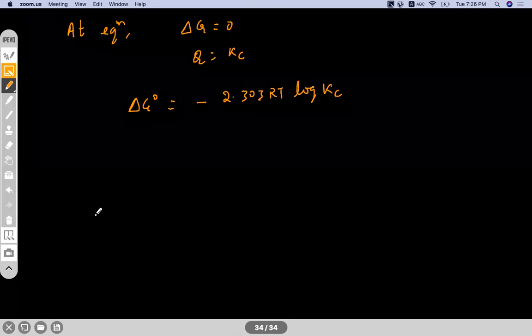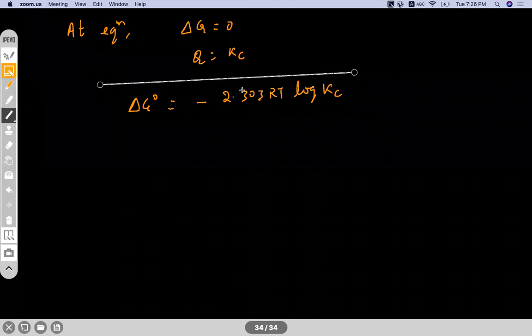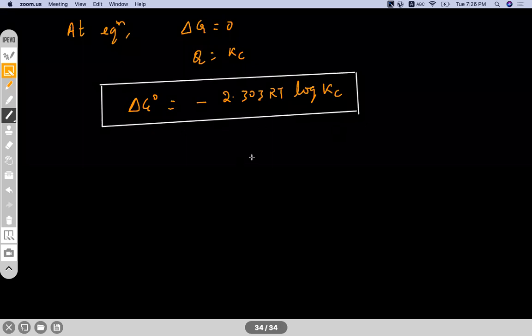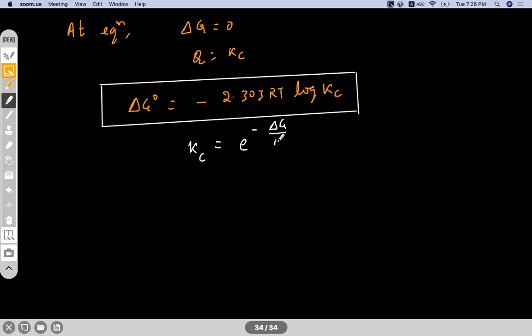Now I am taking the equilibrium condition. At equilibrium, what can we write? Delta G is equal to zero and Q becomes Kc. So what is delta G naught? Delta G naught equals minus 2.303 RT log Kc. This is the expression we have. We convert ln into log, so 2.303 we multiply. So what is Kc, that is the equilibrium constant? It is equal to, we can also write this as e to the power minus delta G naught by RT. If you take ln over there, both relations are true. This is also true, this is also true.